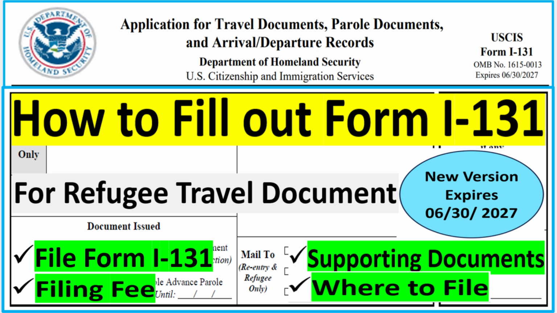In today's video, we are going to talk about how to file the new version of Form I-131 for a refugee travel document. I-131 is the application for travel documents, parole documents, and arrival departure record. This video is going to be typically for a refugee travel document. I already have a re-entry permit and advanced parole video, and a lot of people ask me to do a refugee travel document, so I have time today, and I'm doing it now.